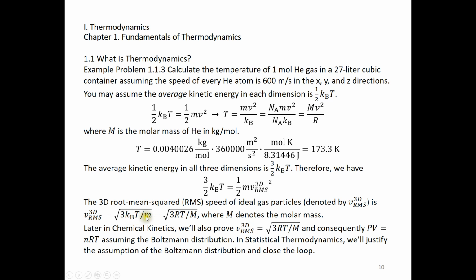And kB over lowercase m is actually this R over the molar mass. Make sure you use SI units for all three properties, R, T, and M. You'll be able to get this three-dimensional root mean square speed also in SI unit, which is meter per second.